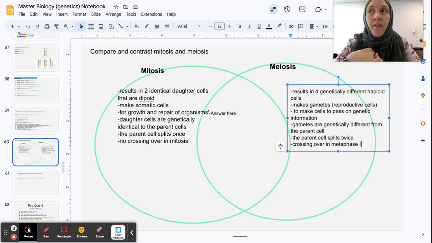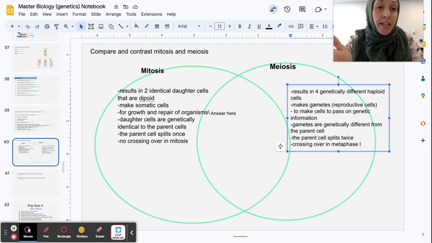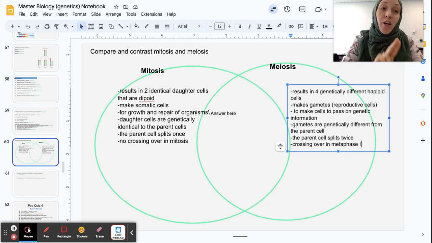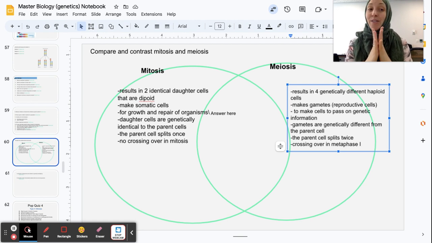They both involve the aligning of chromosomes at the metaphase plate and the splitting of sister chromatids. In mitosis, the splitting of sister chromatids occurs in anaphase, whereas in meiosis, the splitting of sister chromatids occurs in meiosis 2 or anaphase 2. It is slightly different, though, because in mitosis, those sister chromatids are identical. In meiosis, those sister chromatids are not identical because of crossing over.